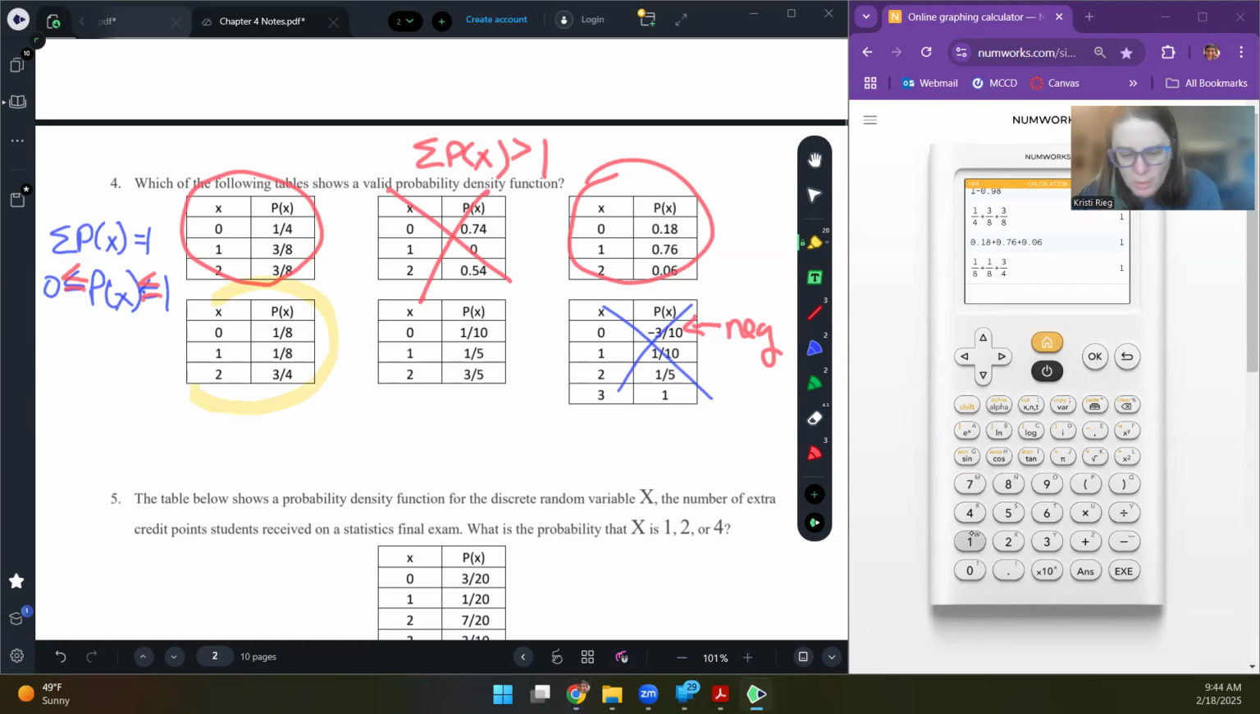Okay, this adds up to 1. Perfect. Uh-oh, I switched. There we go. And then last but not least, we have 1/10, 1/5. I see it. 1/10, 1.